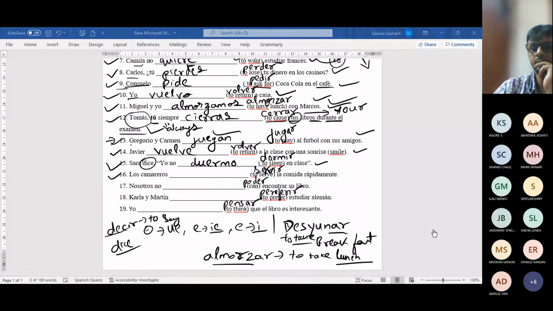Ritushri Samanta. Ritushri Samanta. Ritushri Samanta. No. Siddharth Sarkar. Siddharth. Siddharth Sarkar, can you tell me number 16? No. Okay. Solomon Rex. Can you hear me? Yeah, can you tell me the answer for number 16?